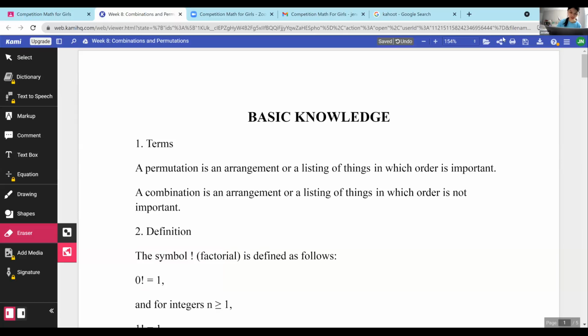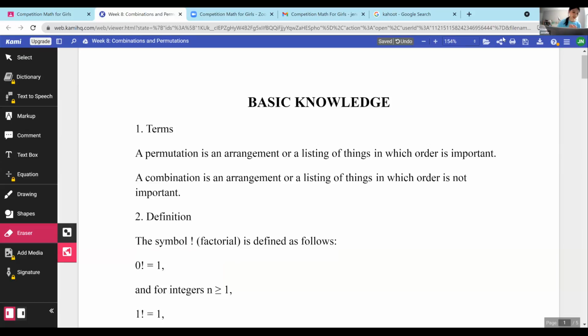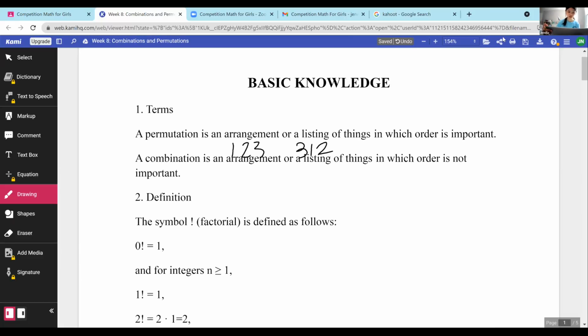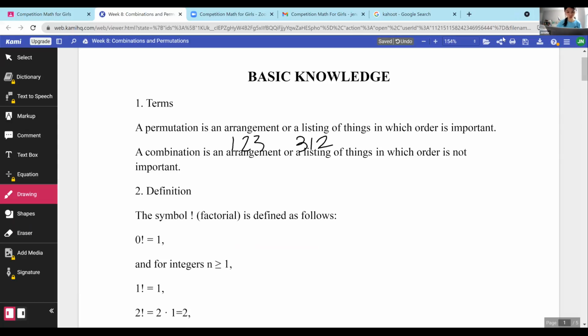So a permutation is an arrangement or listing of things in which order is important, such as if you take numbers 1, 2, 3, and if you arrange them in another way, such as 3, 1, 2, that's two different examples. While a combination is an arrangement or listing of things in which order is not important. In this case, if we take 1, 2, 3 or 3, 2, 1, that set, it's the same combination since they consist of the same numbers.